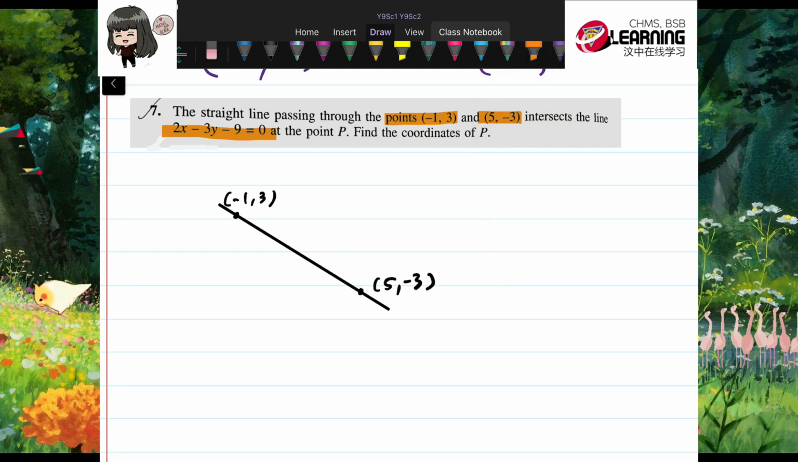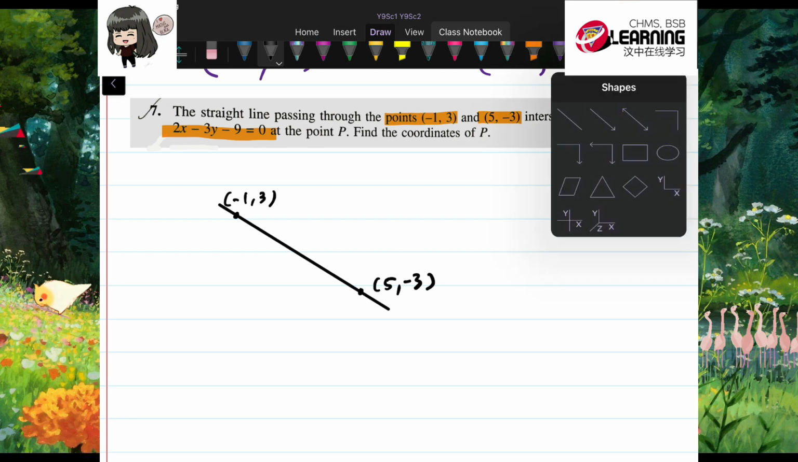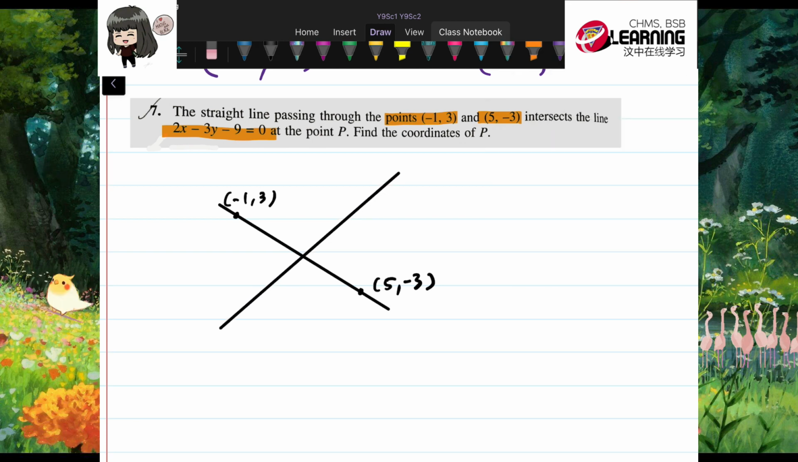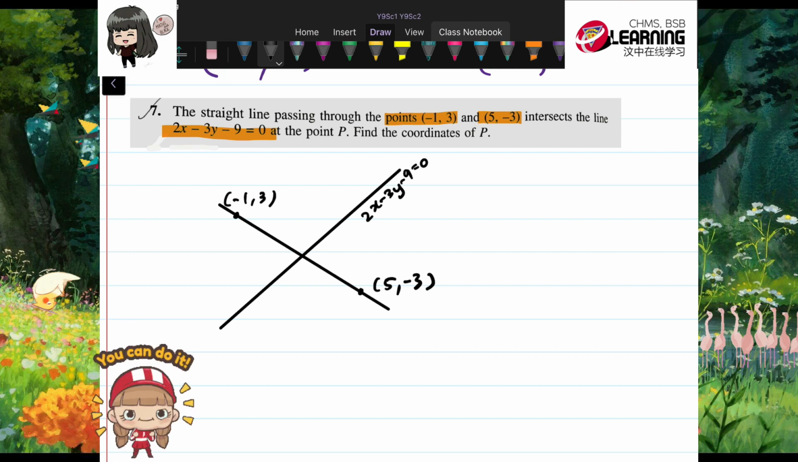When we want to draw this, we just estimate, as I said, it's just a draft, not the real line from the Cartesian plane. Let's say this is the line 2x minus 3y minus 9 equals 0. The straight line passing through (-1, 3) and (5, -3) intersects that line. They intersect at point P. How are we going to find the coordinates of P? We need two equations to solve simultaneously to get this coordinate P.